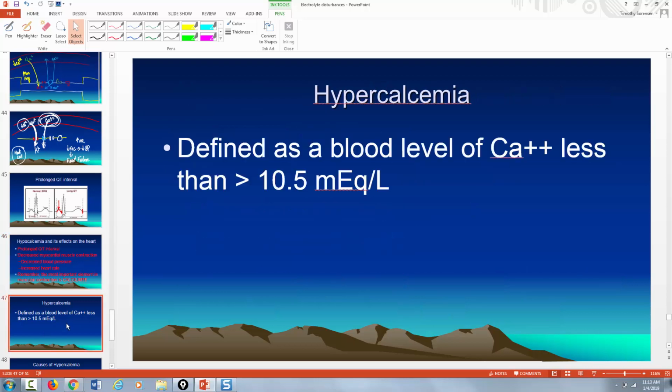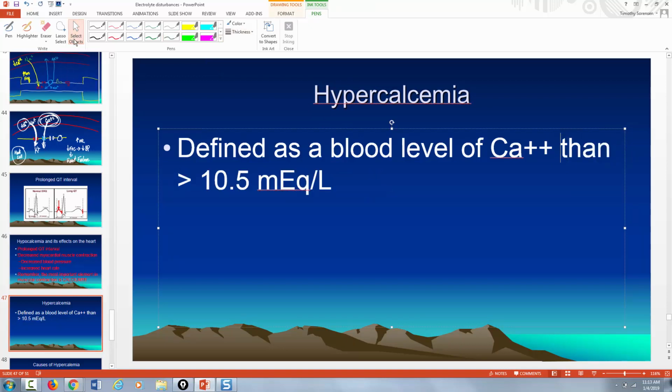All right? Now, hypercalcemia. That's defined as the blood level of calcium, not less. Whoops. That should be greater. Timmy made a mistake. Don't hate, nobody's perfect. Alright. A blood level of calcium greater than 10.5 milliequivalents.